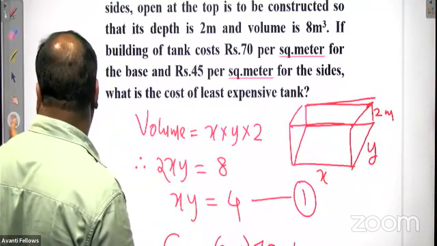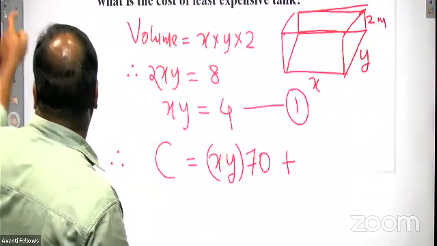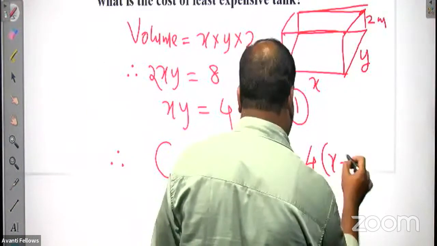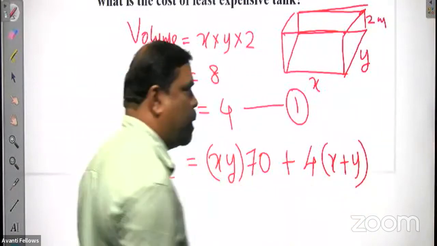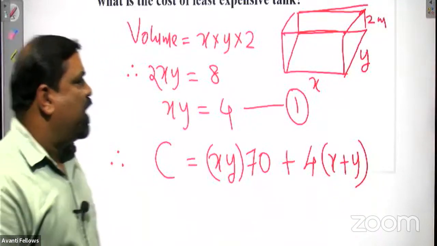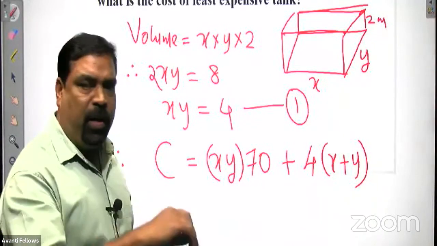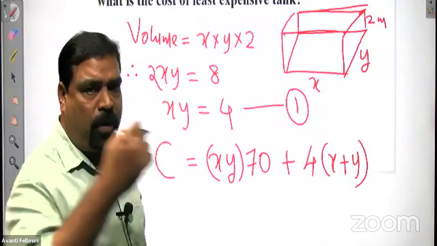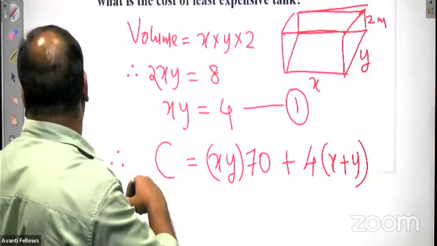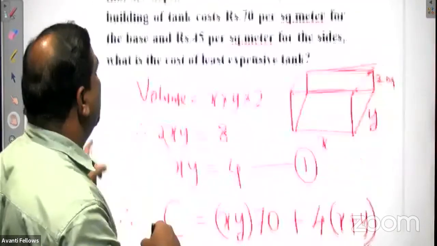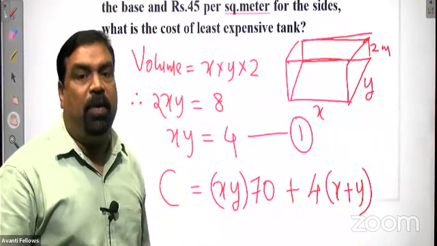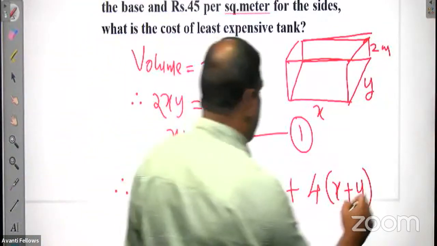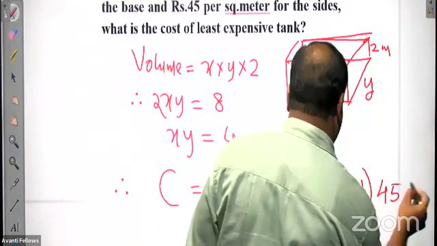So total side wall area means 4x plus 4y, yeah, 4 into x plus y actually. 2x plus 2x, then 2y plus 2y, that means 4x plus 4y. This is the area of the four side walls. And the cost of making the side wall is given as 45 rupees per square meter. That means multiplied by, sorry, 45. The rate is 45.